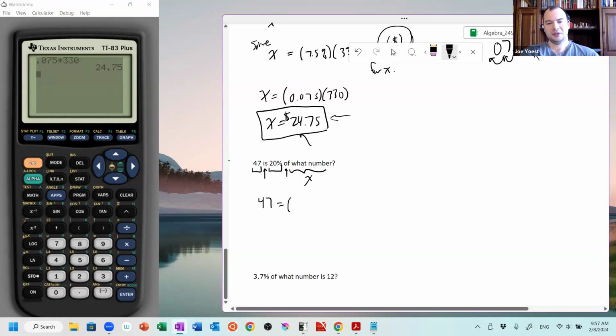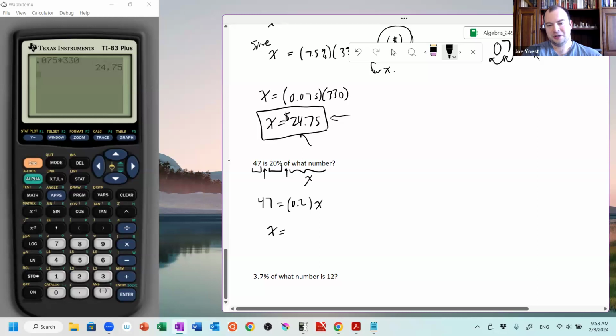20%. And one thing that I can sometimes do is switch my percent into a decimal right away. I know that doing multiplication and division and so on with percents isn't usually the nicest. So I might just right away switch into a decimal. 20% is 0.2, 0.20, or I can get rid of that trailing zero. Of what number? So times X.